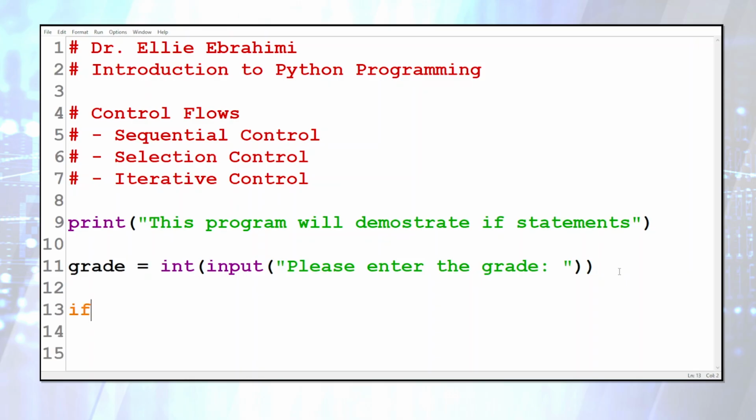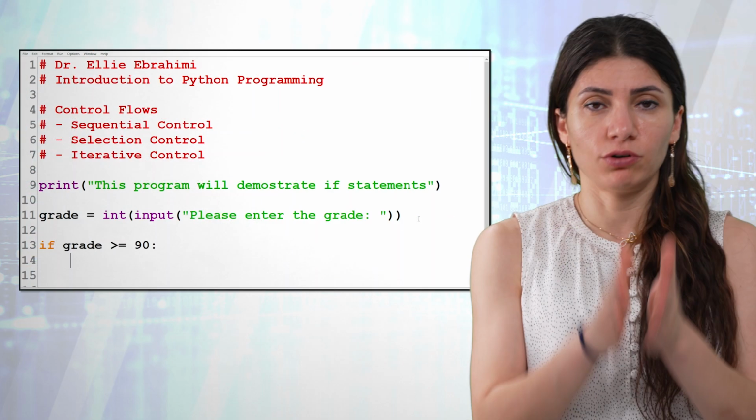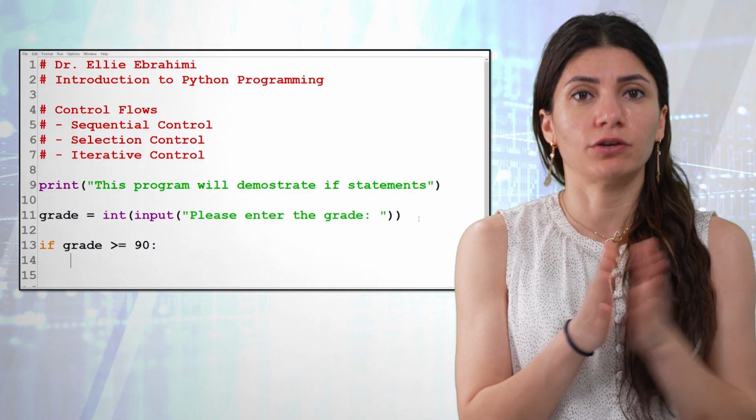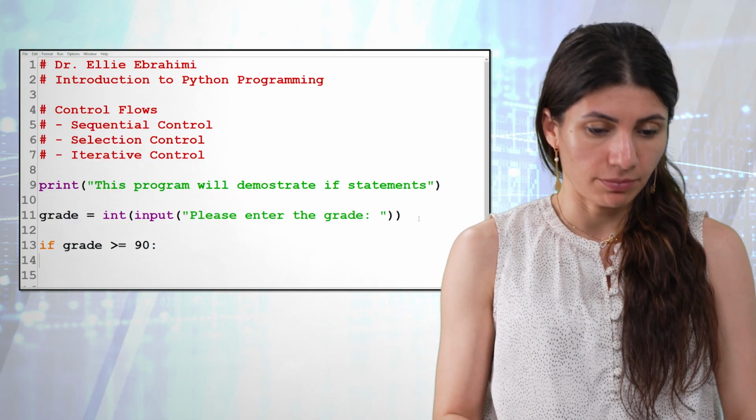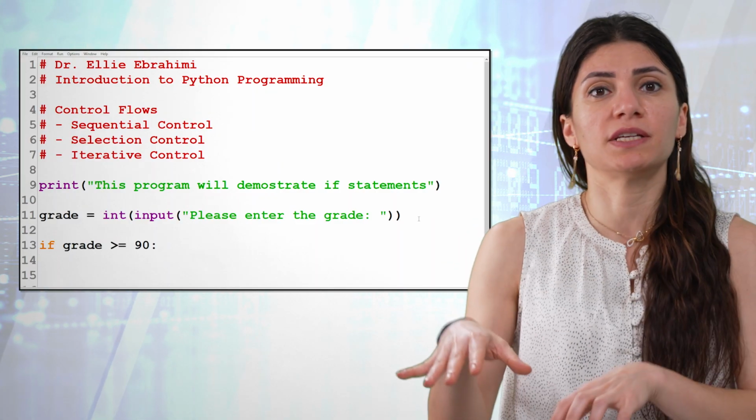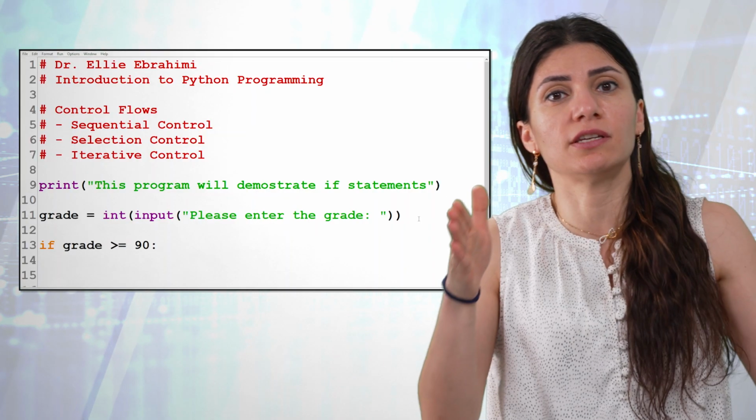So I'm going to start with my condition. If this grade that I have is greater or equal to 90, colon, that is the end of my header. Then you see I have the indentation automatically. If your IDE does not provide that automatically, you can tab. You can just say tab or put the spaces. Doesn't matter. You just need the indentation.